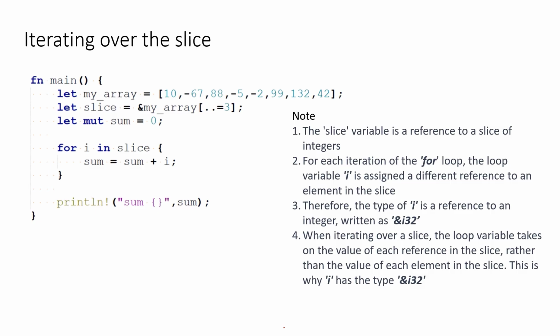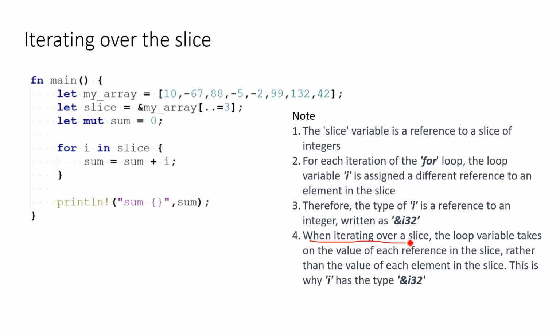So now let's summarize what we did. First of all, we created a slice variable which is a reference to a slice of integers. In this case, this is a slice portion. For each iteration of the for loop, the loop variable i is assigned a different reference to an element in the slice. Therefore, the type of i is a reference to an integer that can be written as &i32. So the type of i is &i32.